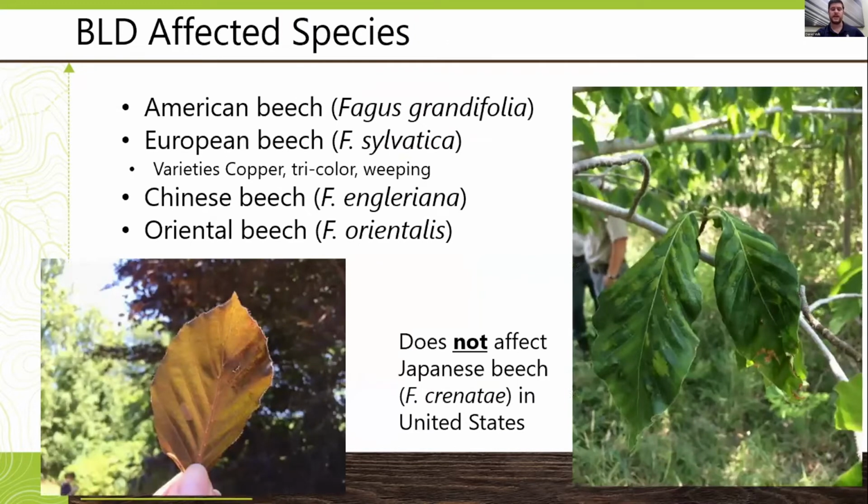What species are affected? Well, we've got our Native American beech here, our Fagus grandifolia, as well as European beech and all of the varieties that go with that. So that includes your copper, your tricolor, and weeping beech, as well as Chinese and Oriental beech. But interestingly, at Holden Forests and Gardens, which is a local arboretum near here, it is not impacting their Japanese beech, Fagus crenata, which is an interesting observation, but a little bit more on that later.